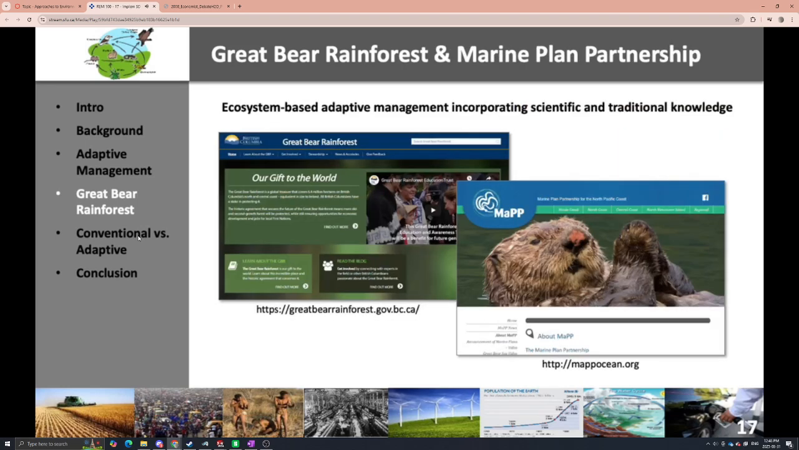The Great Bear Rainforest Agreement and the Marine Plan Partnership are both landmark agreements for sustainable development in unique ecosystems that balance environmental protection with the social and economic needs of local communities. These agreements really showcase the values of the ecosystem-based adaptive management approach that combines scientific and traditional knowledge. If you're interested in learning more about these initiatives, you can find lots of interesting information about them on various websites.